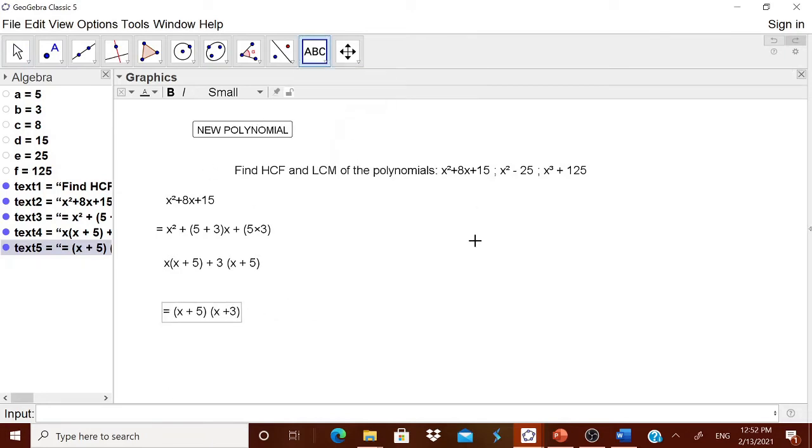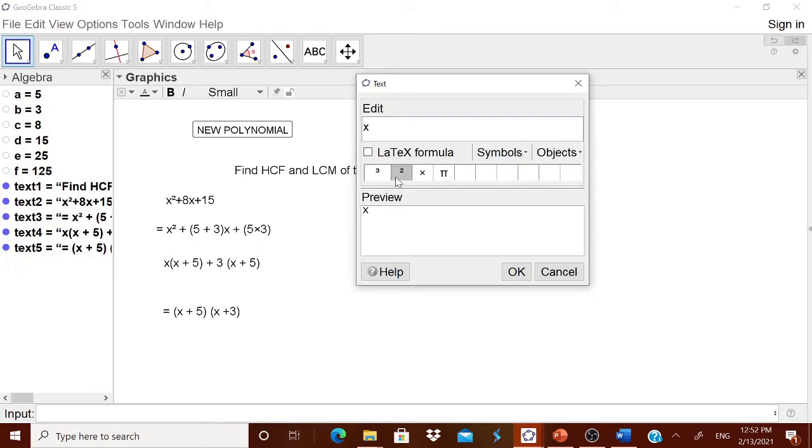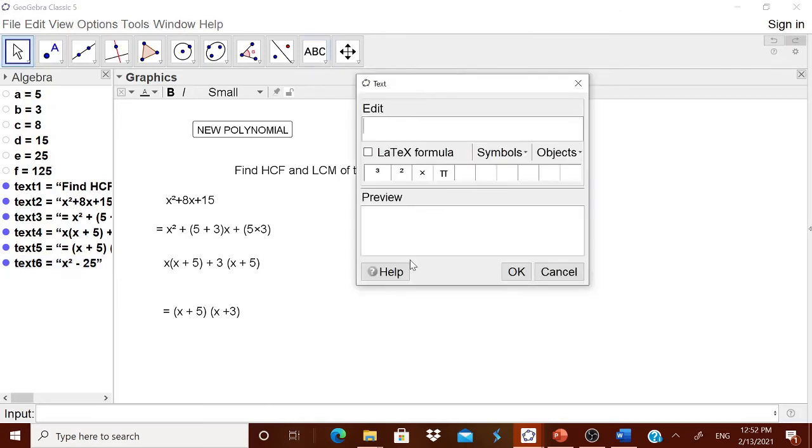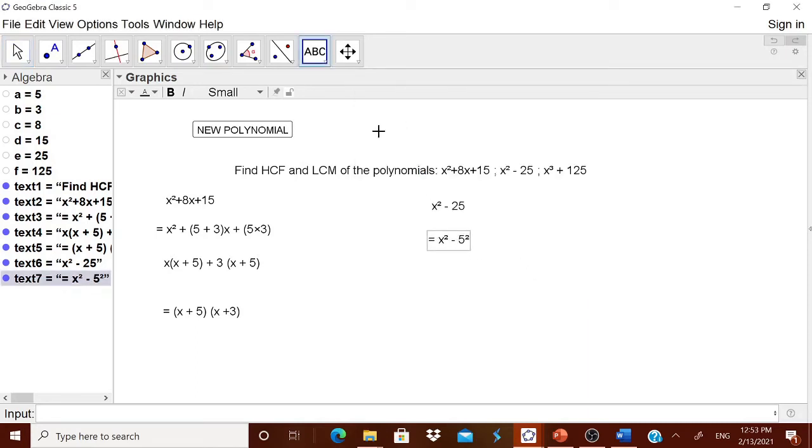Okay, now let us show the factorization of the second polynomial. It is x square minus b square. Then you can go for explaining it. Is equal to x square minus, what is that object actually? It is a square. Therefore the child will come to know that it is x square minus a square.